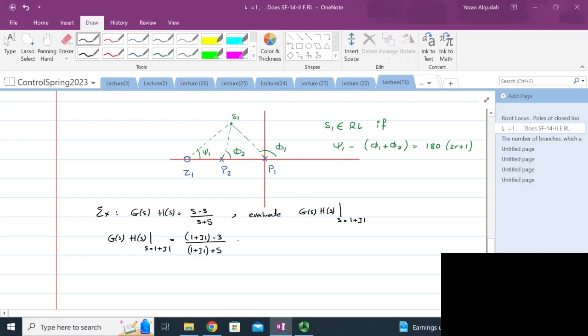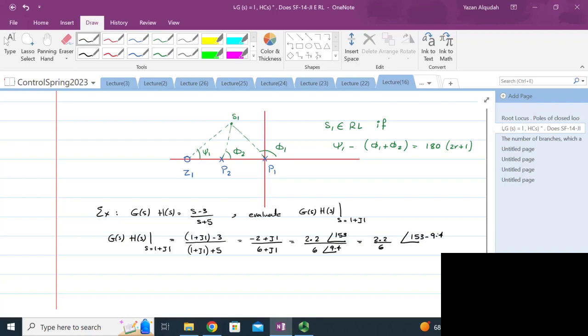And this is going to equal negative 2 plus j1 divided by 6 plus j1, which is going to equal 2.2 at an angle of 153, divided by 6 at an angle of 9.4, which is going to equal 2.2 divided by 6, at an angle of 153 minus 9.4. Agree? That's how you would calculate it. Okay, now let's see if I want to do this graphically.